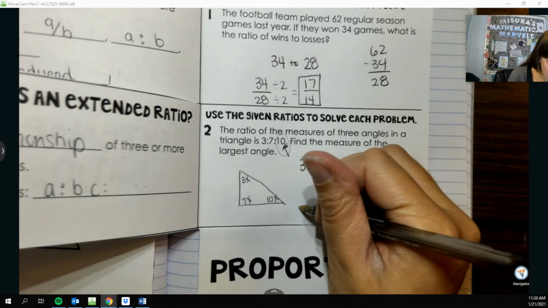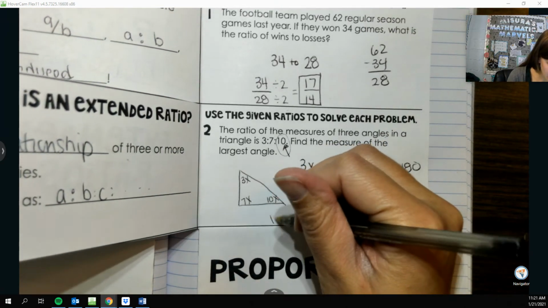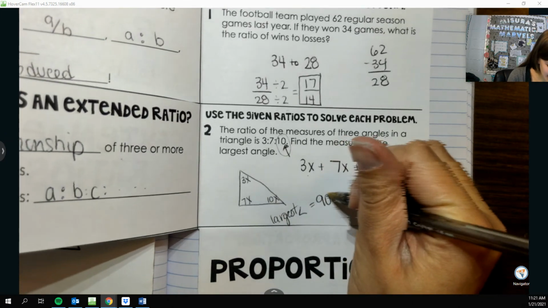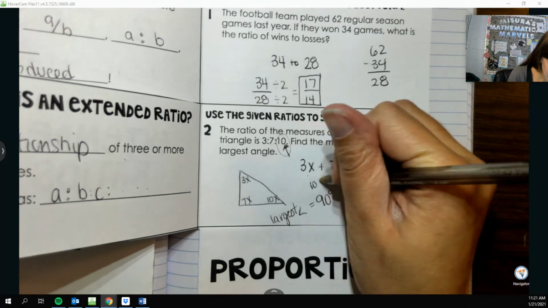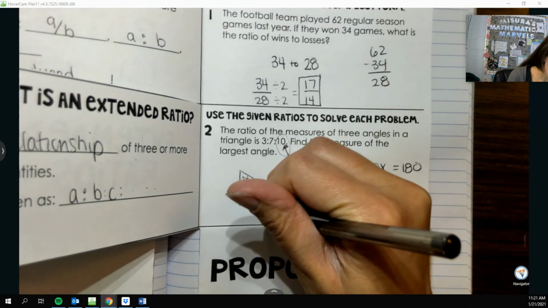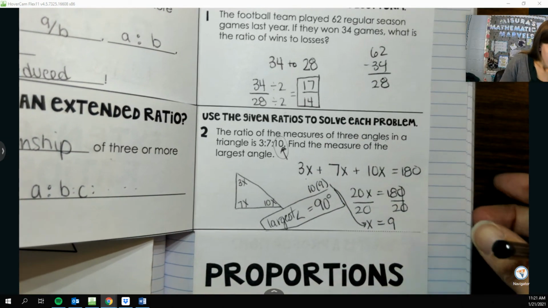Oh my God, this was a good picture. I just put the numbers in the wrong spot. So, largest angle equals 90 degrees because we did 10 times 9, which was x. Oh my gosh, my notes are a mess today. I don't know what's wrong with me.